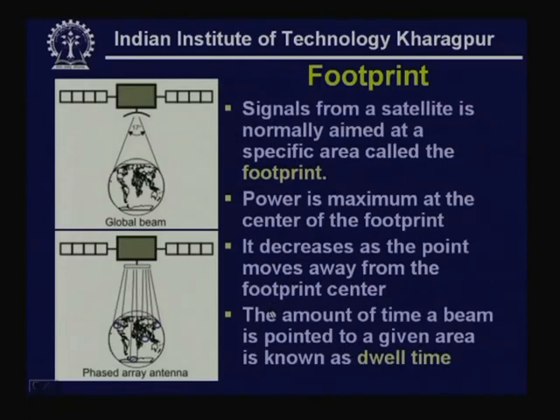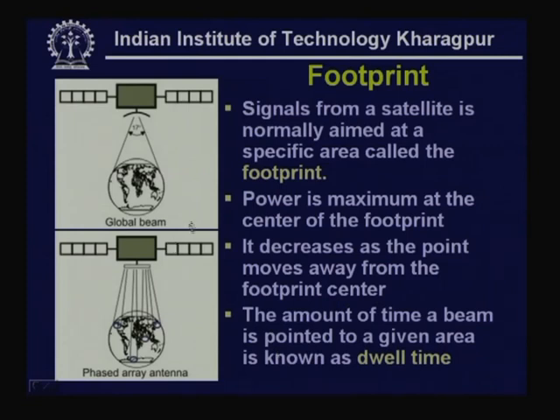And so far as the footprint is concerned, signals from a satellite are normally aimed at a specific area called the footprint. Here, as you can see, a satellite is covering a very large area in this particular case. So, it can cover a very large area, and power is maximum at the center of the footprint. Obviously, the power will be maximum here in the central part, and as you go towards both sides, it will decrease. That means it decreases as the point moves away from the center of the footprint.